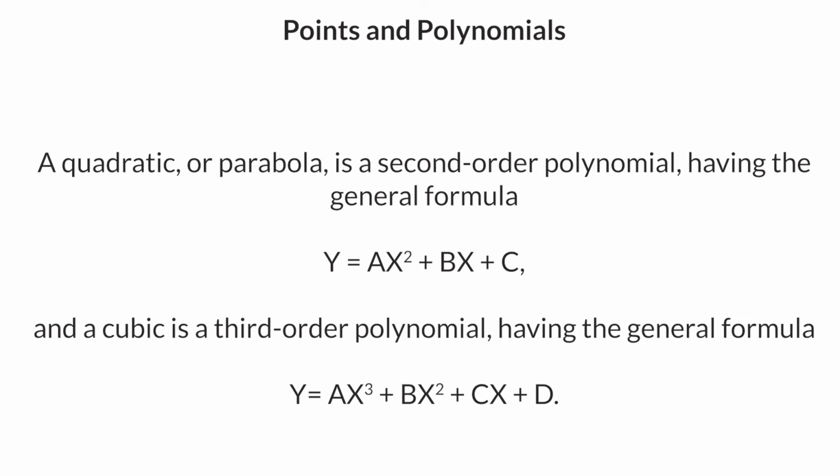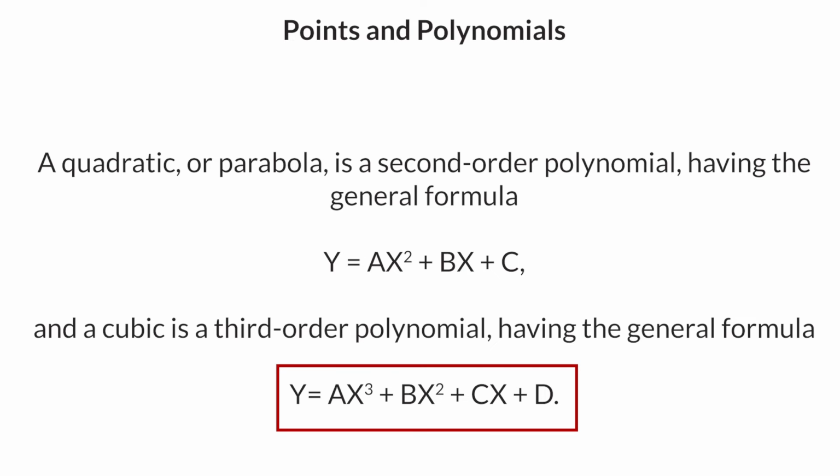Similarly, a quadratic or parabola is a second-degree polynomial, having the general formula y equals a multiplied by x squared plus b multiplied by x plus c. And a cubic is a third-degree polynomial, having the general formula y equals a multiplied by x cubed plus b multiplied by x squared plus c multiplied by x plus d.